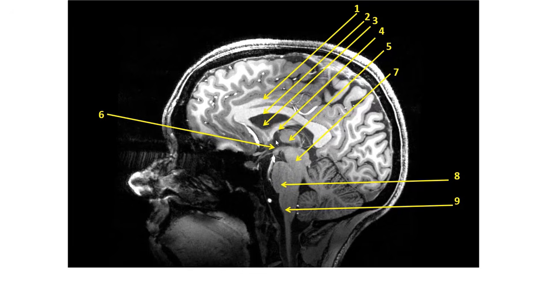6 is pointing to black, so that's the third ventricle. But you would have the hypothalamus on either side of this. And then 7, 8, and 9 are parts of the brainstem, so midbrain, pons, and medulla.